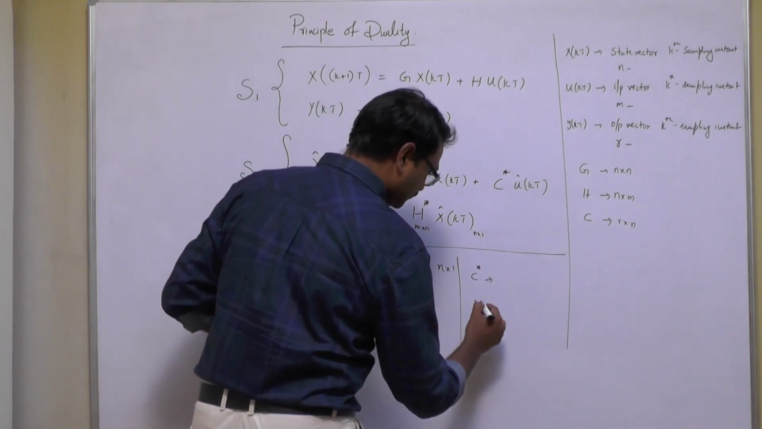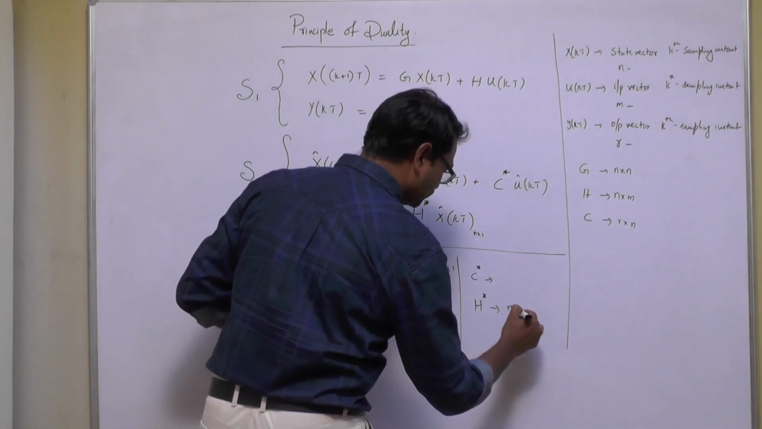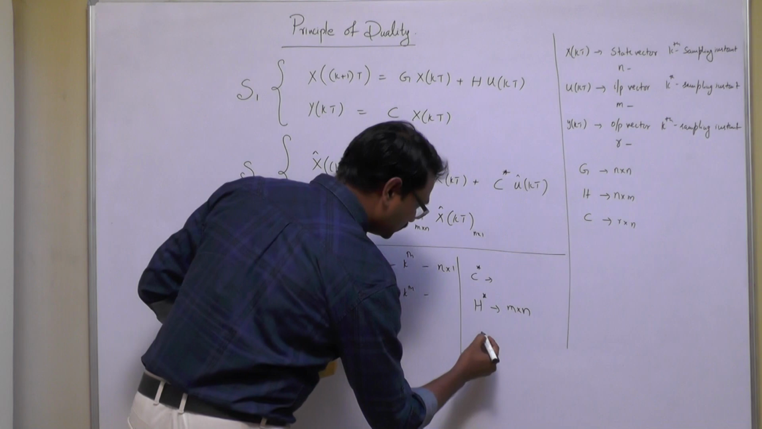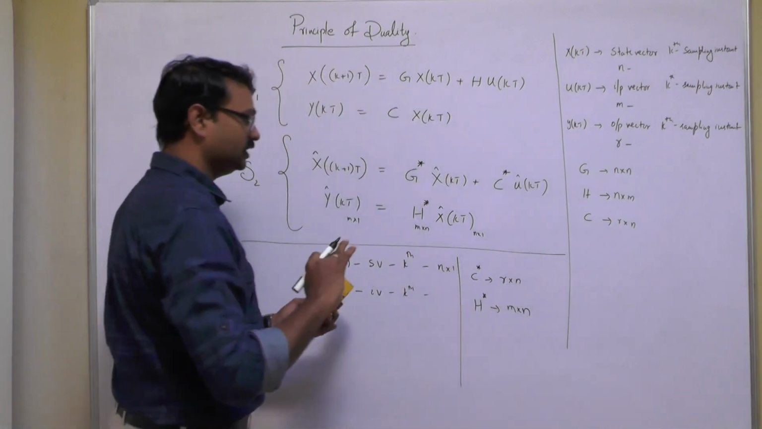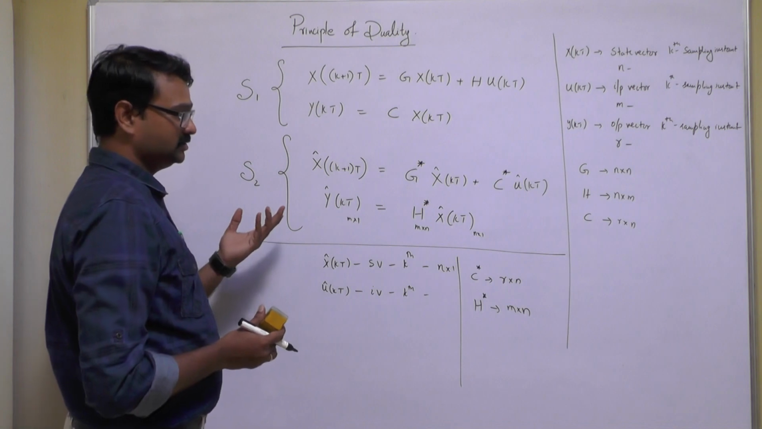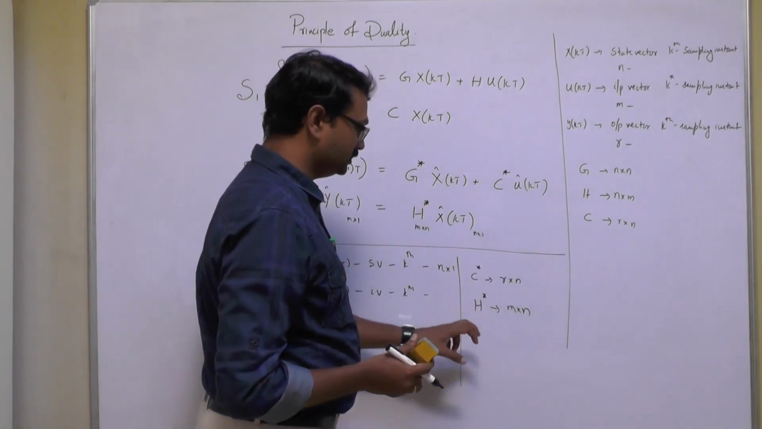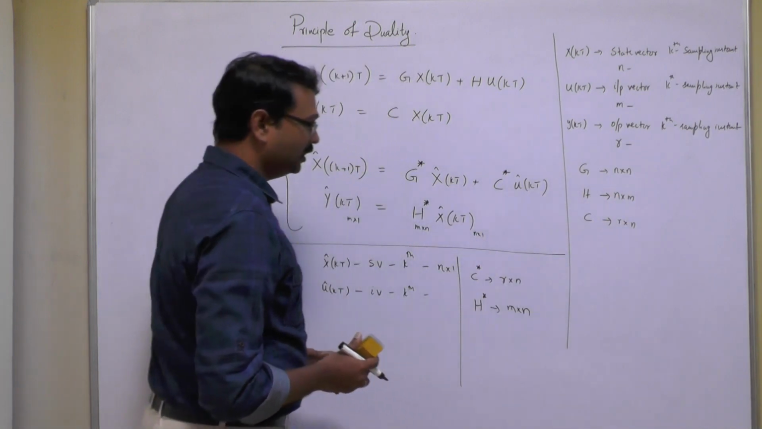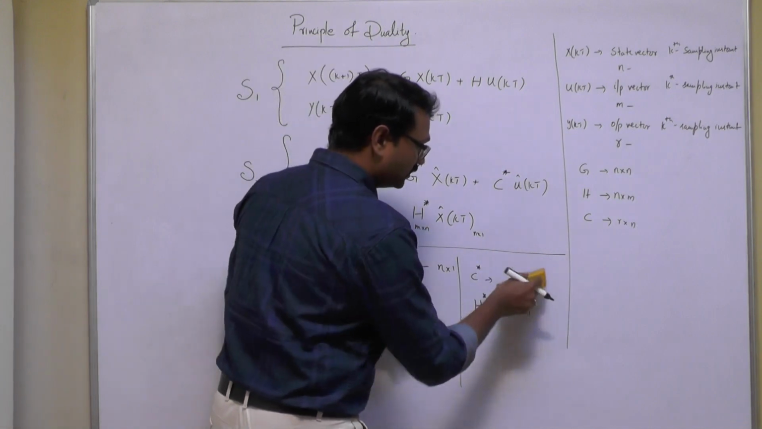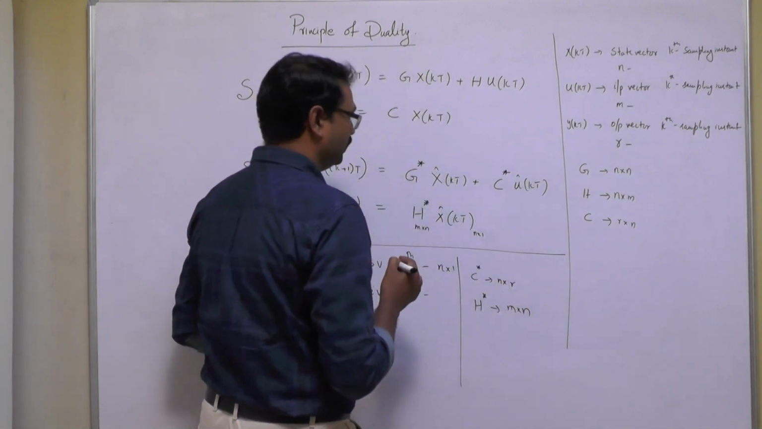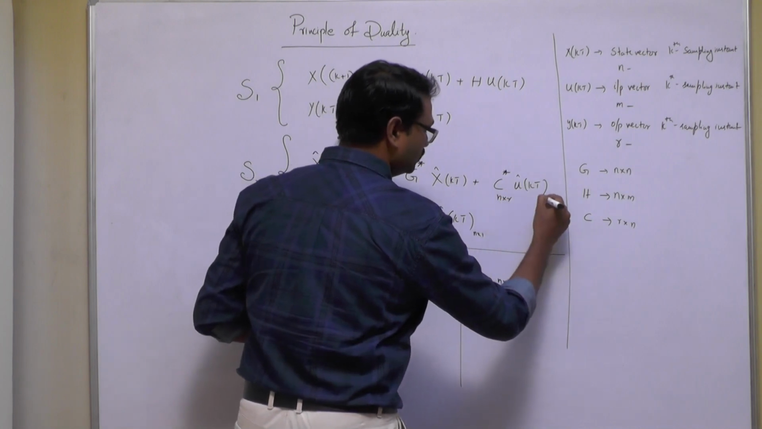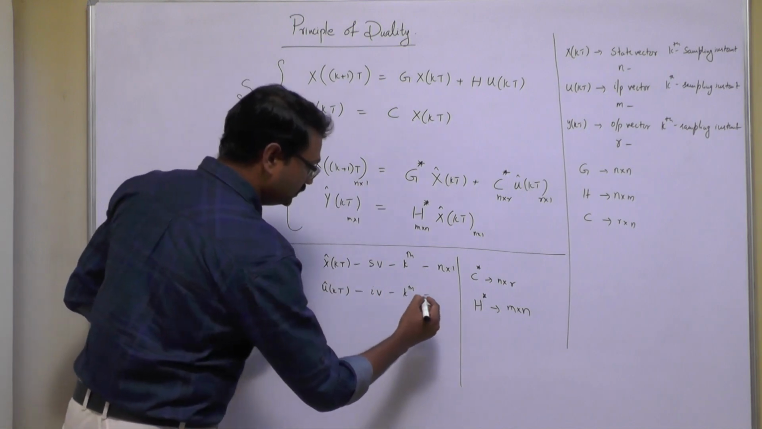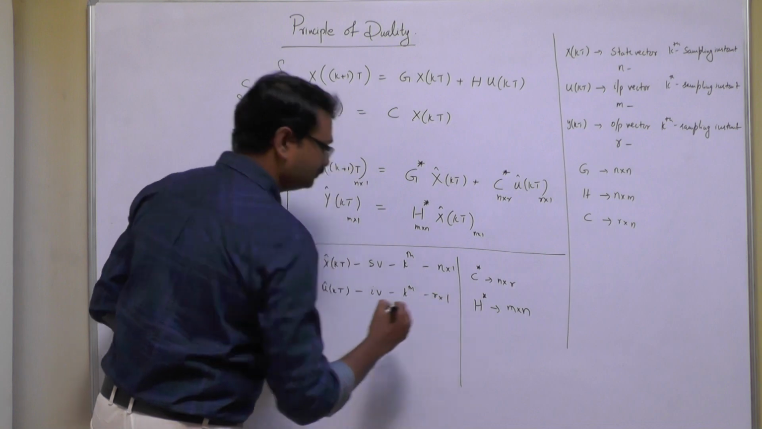Now H star is an m by n matrix, it is interchanged, and C star is n by r because it is the conjugate transpose of the C matrix. C star is the conjugate transpose of the C matrix, H star is the conjugate transpose of the H matrix, so it is interchanged, and it is n by r. So when this is n by r, automatically this becomes r by 1 because this is n by 1. So u cap of kT is an r by 1 vector.